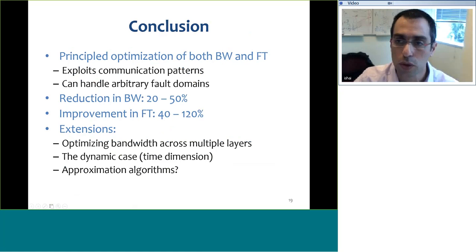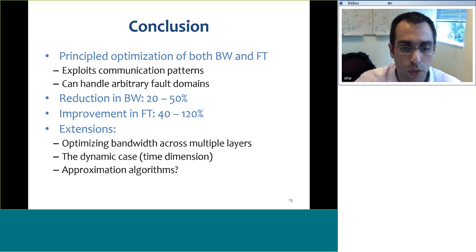So just to conclude this part, we showed the optimization of the placement of physical machines, or the assignment of physical machines to services. We showed a principled approach to dealing with both bandwidth and fault tolerance, which takes into account the communication patterns and can handle arbitrary fault domains. So this quadratic cost function didn't assume anything about the topology of the domains.